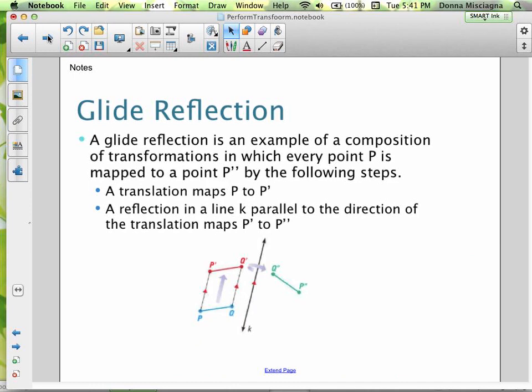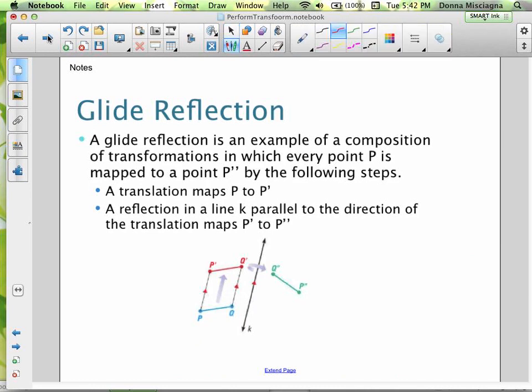So with a glide reflection, it's an example of a composition of transformations in which every point P is mapped to point P prime prime. Right? So it's prime prime because we're doing two transformations by the following steps. A translation maps P to P prime. A reflection in line K parallel to the direction of the translation maps P prime to P prime prime.